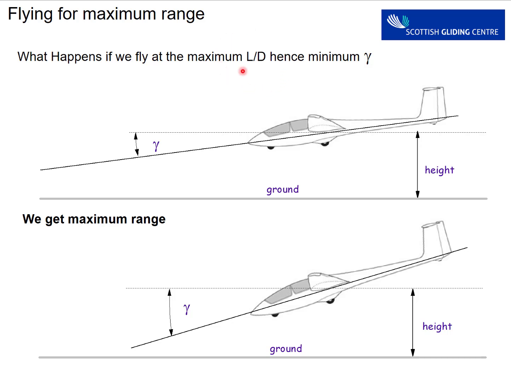Say I have a maximum lift to drag ratio of 50 and I'm at a height of, say, 1 kilometer. I could fly forward 50 kilometers for a loss of height of 1 kilometer, and therefore flying at my maximum lift to drag ratio gives me my best range.